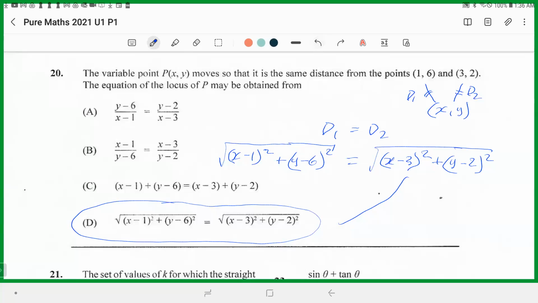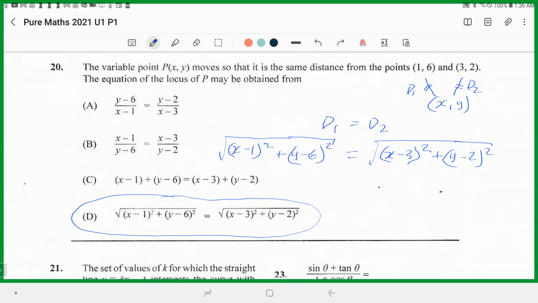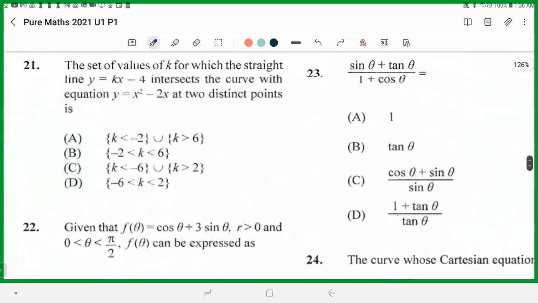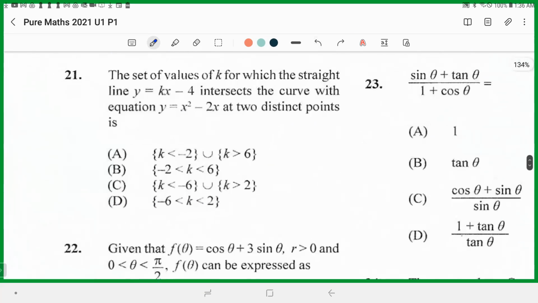Yep. Good to go. All right, let's go. Next one. This one says the set of values of k for which a straight line intersects this curve at 2 distinct points. In other words, when you put the line and the curve together, like you're solving them simultaneously, you're going to get a quadratic equation. That quadratic equation must have 2 different roots, and so the discriminant for that quadratic equation has to be greater than 0.